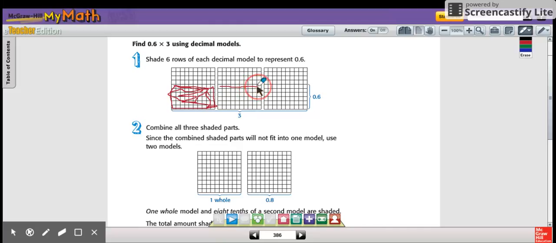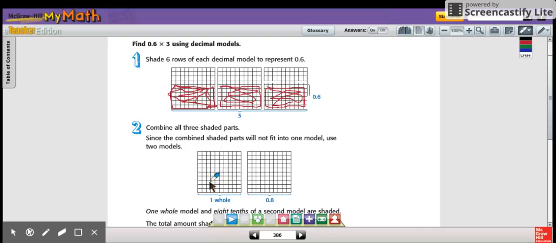I'm going to do that on the second one. Same amount, all of this, and then the same amount, all of this. All right, all that has been shaded. Now, step 2 is to combine all 3 shaded parts. Since the combined shaded parts will not fit into one model, we use 2 models.